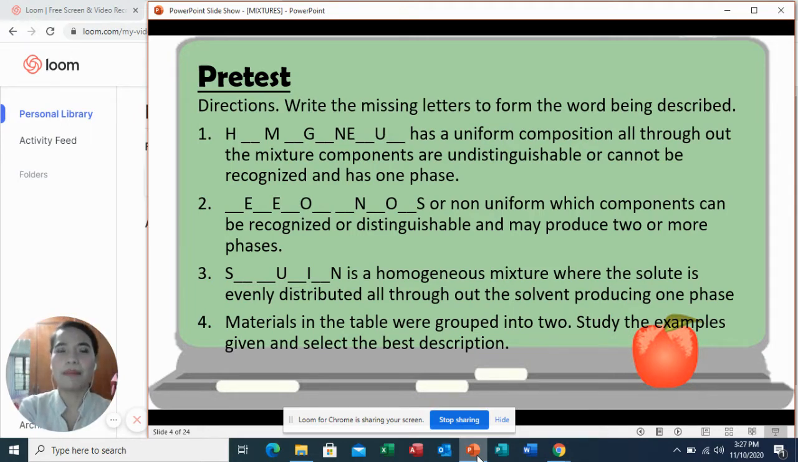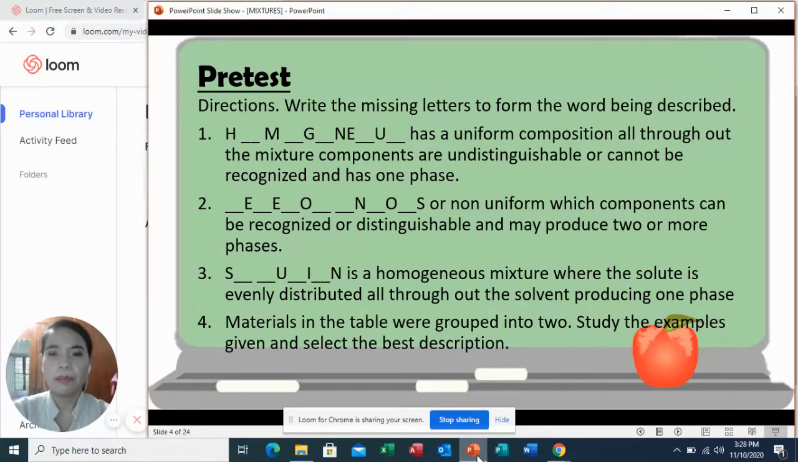Directions: write the missing letter to form the word being described. Number one, given the different letters as clue, what is the answer on this statement? It has a uniform composition all throughout the mixture. The components are undistinguishable or cannot be recognized and it has one phase. Number two, given the letters as clue, it is a non-uniform mixture, whose components can be recognized or distinguishable and may produce two or more phases. In three, given the letters as clue, it is a homogeneous mixture where the solute is evenly distributed all throughout the solvent, producing one phase.